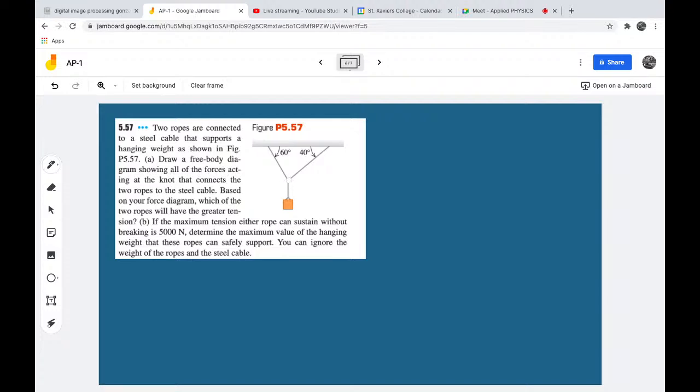You have to find the forces acting on the knot that connects the two ropes to the steel cable. Based on your force diagram, which of the two ropes will have the greater tension? If the maximum tension either rope can sustain without breaking is 5000 Newton, determine the maximum value of the hanging weight that these ropes can safely support. You can ignore the weights of the rope and the steel cable.